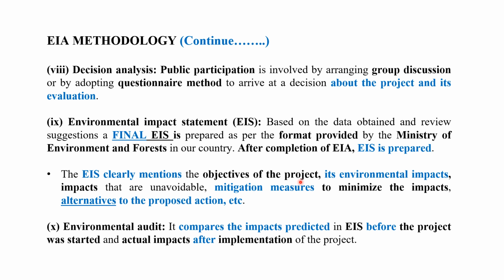The EIS clearly mentions the objective of the projects, environmental impacts, impacts that are unavoidable, mitigation measures to minimize the impacts, and alternatives to the proposed actions. Alternatives should also be mentioned in the EIS, the environmental impact assessment report. The last point is the environmental audit. It compares the impacts predicted in the EIS before the project started with the actual impacts after implementation of the project. So the environmental audit comes after the project has started and been implemented.